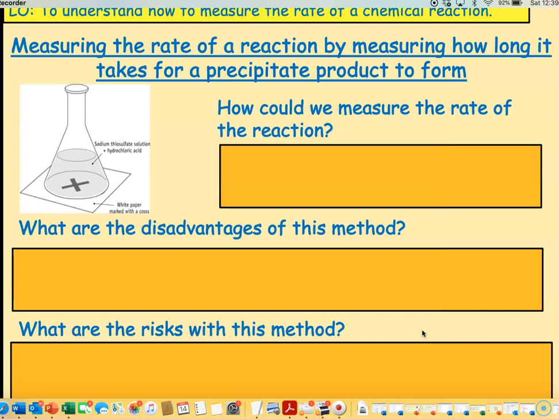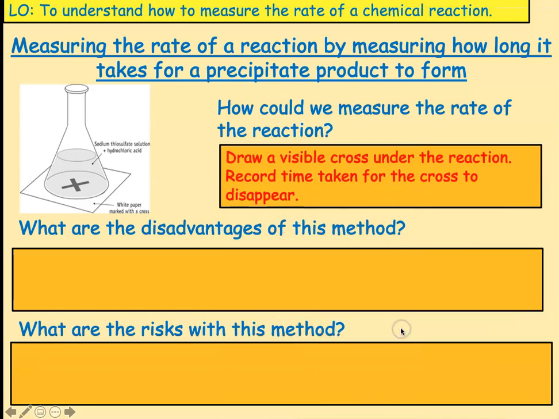Let's see if you can remember what I've just said. So I want you to pause the video now and come back when you think you've got your answer. Okay, so we measured the rate of reaction by drawing a visible cross under the reaction and recording the time taken for the cross to disappear. What are the disadvantages of this method? I wonder if you can remember from the last method.